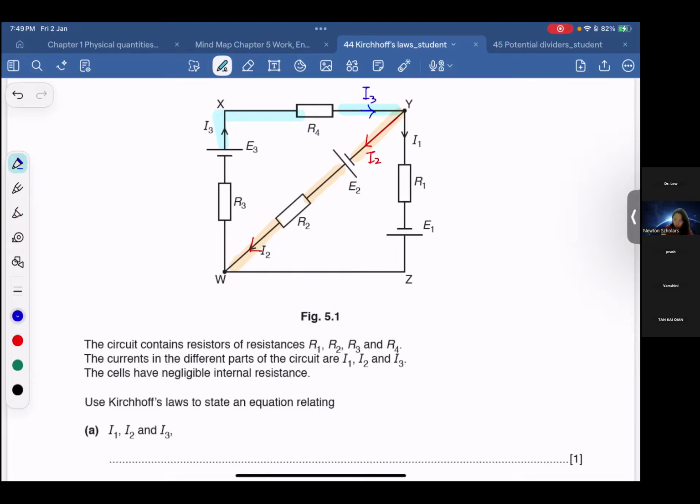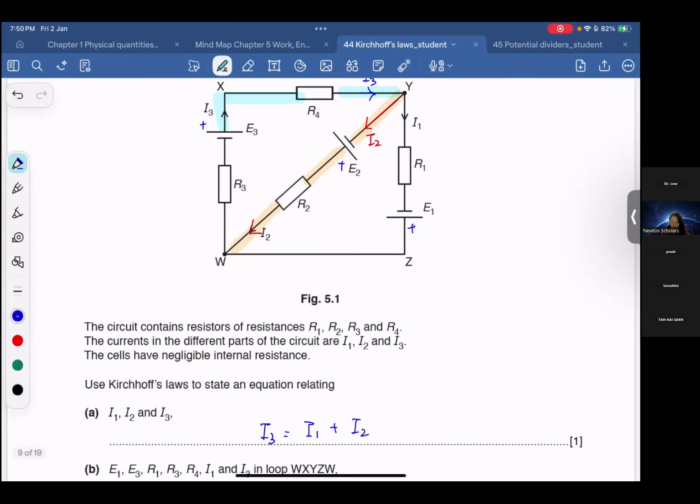Direction is very important. This one is going out from the positive, so here also in this direction. Current always goes out from the positive terminal. So at here, you see I3 goes in, I2 is out, I1 is out. Entering the junction, leaving the junction. The first answer is actually easy: I3 entering the junction equals the current leaving the junction, so it's I1 plus I2. That's all, 1 mark. Very easy.